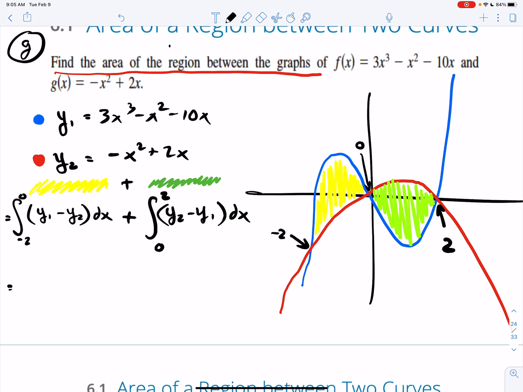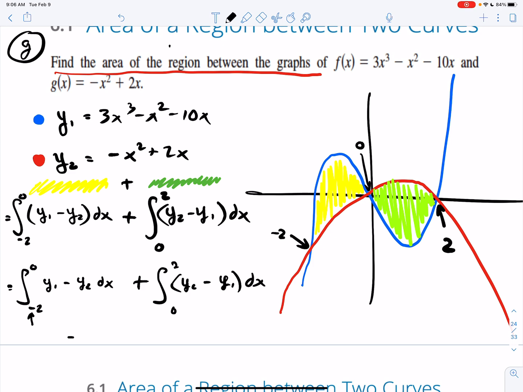Math 9 gives you the integral. -2, 0. Make sure you use a negative symbol, okay? Alpha trace y1 minus alpha trace y2 dx. Plus, you go to math 9 again. From 0 to 2. Alpha trace y2 minus alpha trace y1 dx, enter. I should have done that, but let me go ahead and type it out.